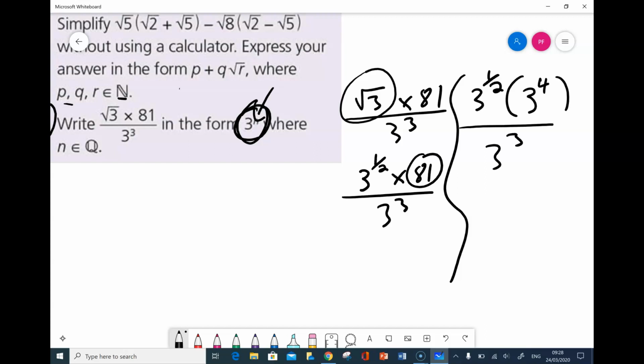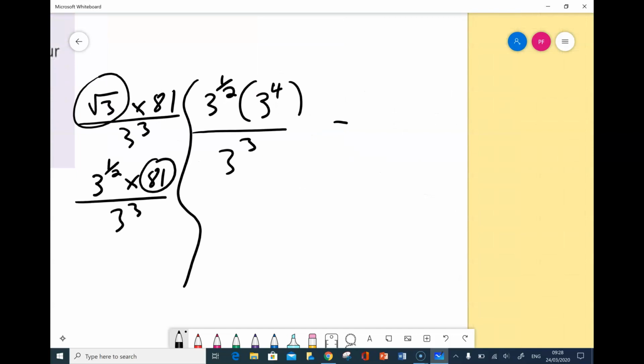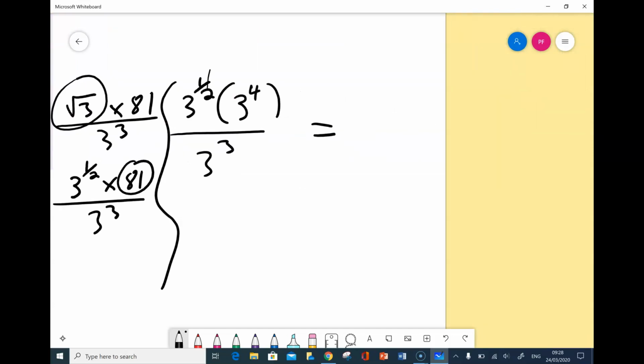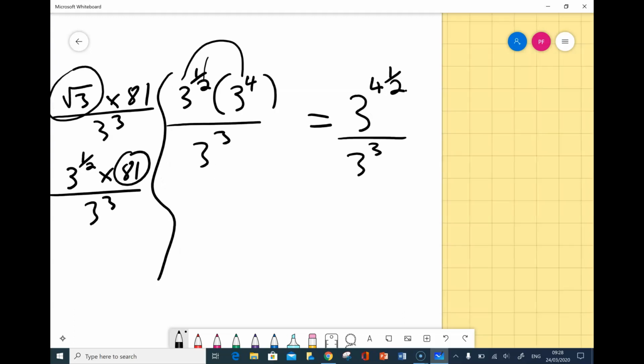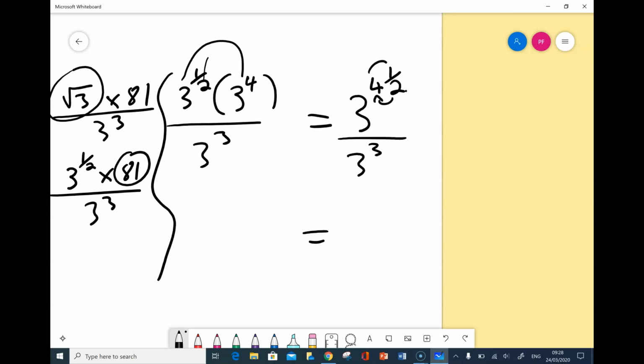Now, what do we do next? So in this situation, where we are multiplying two things that are the same base number, we add the indices. So it's 3 to the power of 4.5. And then underneath I have 3 cubed. So I'll just simplify my mixed fraction up there. 2 times 4 is 8 plus 1 is 9. So it's 3 to the power of 9 over 2 divided by 3 to the power of 3.